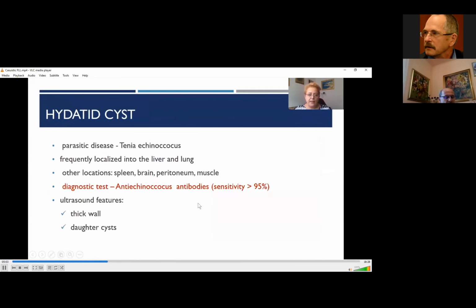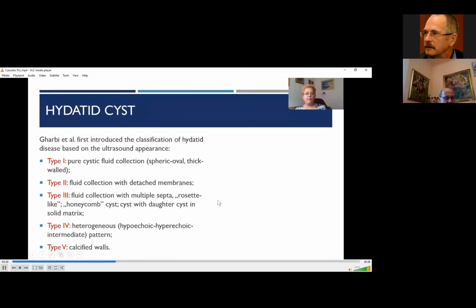The hydatid cyst is a parasitic disease caused by Taenia echinococcus. It is frequently localized in the liver and the lung, but other locations are also possible. The diagnostic test is anti-echinococcus antibodies, which have a sensitivity of more than 95%. Among the ultrasound typical features, the thick walls and the presence of daughter cysts. What you must remember is that the aspect of the hydatid cyst may vary.